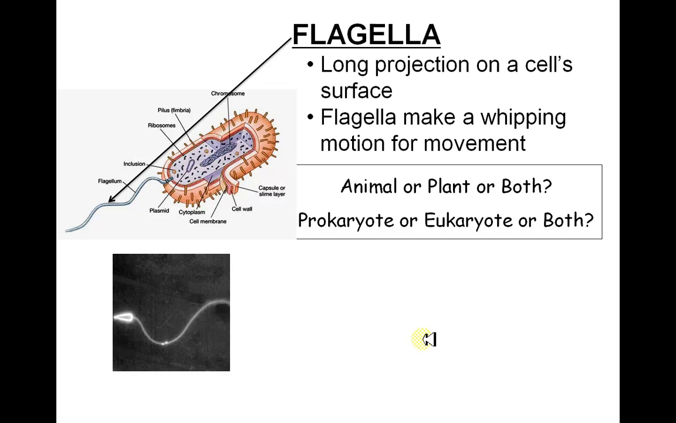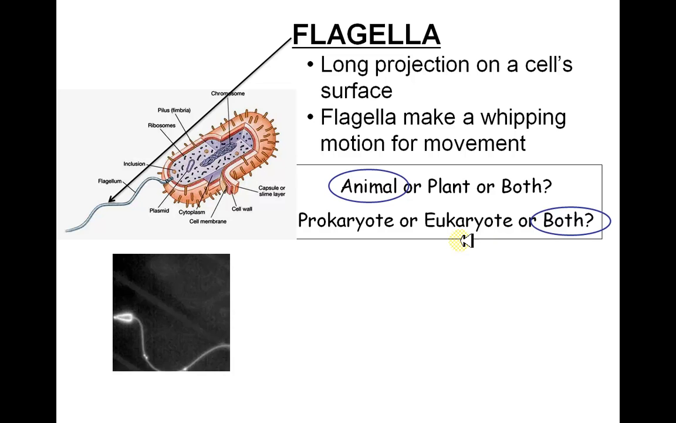The next one is called a flagella. Flagella are long projectiles. Usually there's only one, but there can be more than one. These are whip-like structures that go back and forth. You can see this sperm cell right here with the tail moving back and forth to give it propulsion. Is it found in animal cells or plant cells? It's only in animal cells because plant cells don't move. Prokaryotic or eukaryotic or both? This one is found in both, because this does allow some bacteria to move.